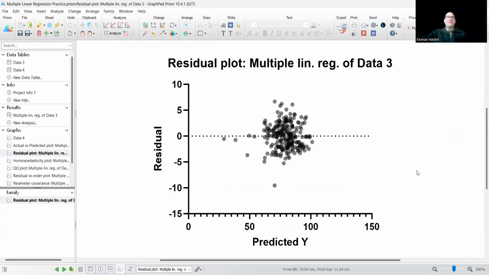All right, here we go again. Predicted Y and the residual itself. So basically, how far off were you for each row?